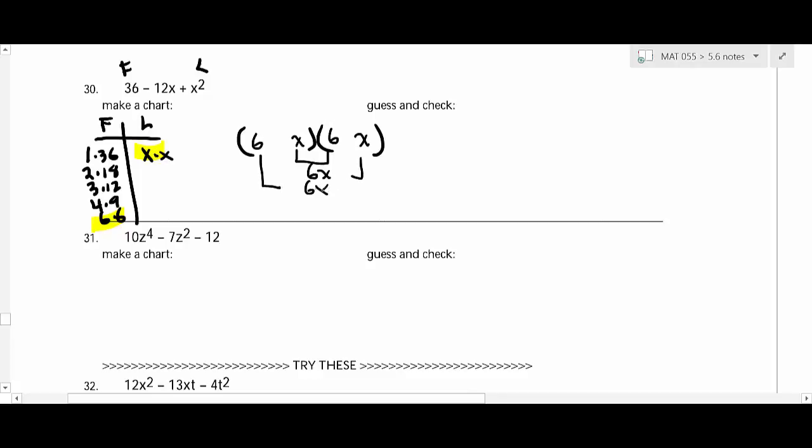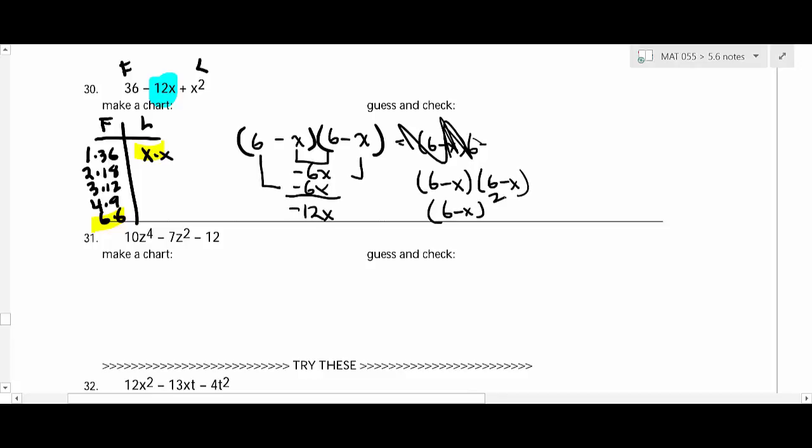What are we trying to accomplish here? Okay, what do you think? Is that going to work? Yep, how did signs go? Minus, minus. So you could write the answer as 6 minus x times 6 minus x. That would be one way to write the answer. Like this, we have 6 minus x, 6 minus x, or you could write it as 6 minus x to the second. It doesn't make any difference. I don't care which way you write it. You just need to know that they're both the same answer.